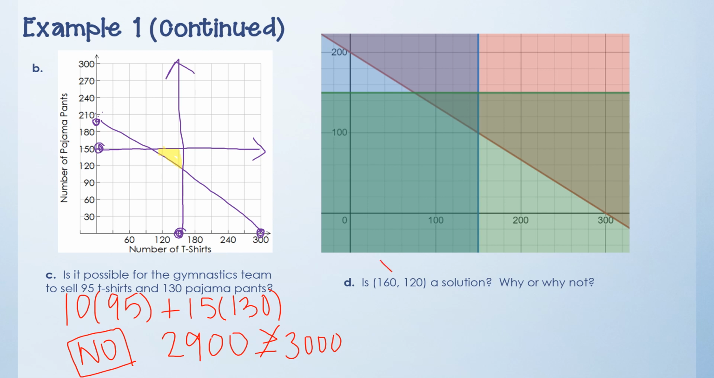For part D, the X value, which represents the number of t-shirts, is 160, and it's asking if it's a solution. Well, you can plug it in like we just did. You could check it on the graph, but they don't even have 120 t-shirts or 160 t-shirts to sell. The maximum number of t-shirts that they had was 150. So this would be a no. And for your reasoning, it could be because it's not in the shaded region. It could be because what we just said, they don't have 160 t-shirts to be able to sell. Either one of those explanations would be fine.